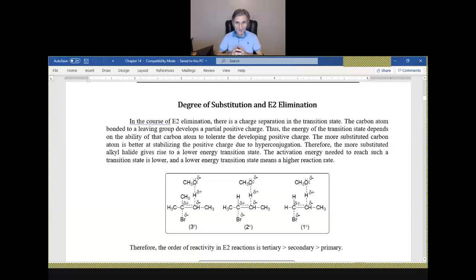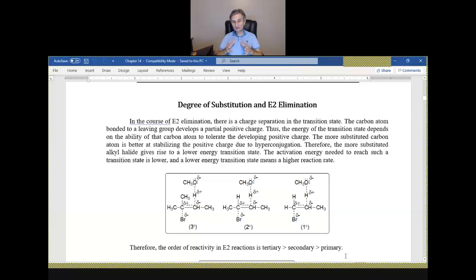Let me see if there are any questions, and then we'll get to examination of degree of substitution. Degree of substitution and how degree of substitution in this case affects the outcome of E2 elimination.